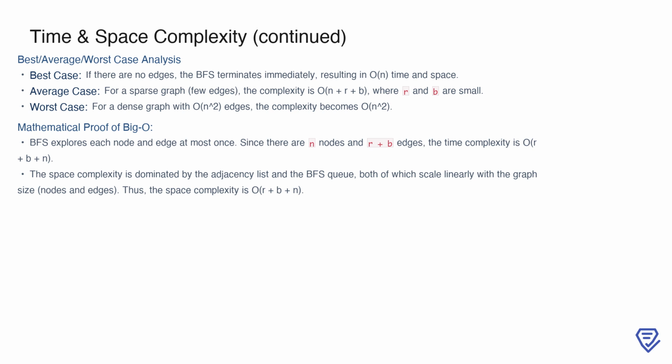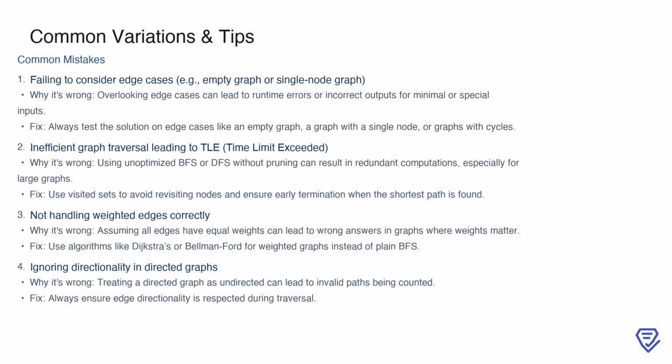Mathematically, the big O complexity of BFS is derived from the fact that it processes each node and edge exactly once. This ensures that the total time required is proportional to the sum of nodes and edges, O(V + E). Similarly, the space complexity is dominated by the adjacency lists and BFS queue, both of which scale linearly with the size of the graph. This guarantees an overall space complexity of O(V + E), making the solution efficient even as the graph scales. When solving this problem, there are several common mistakes to watch out for.